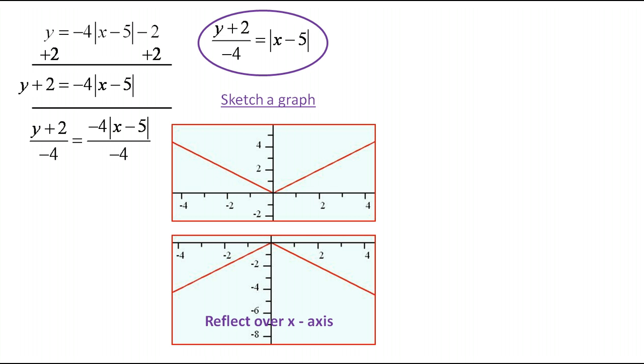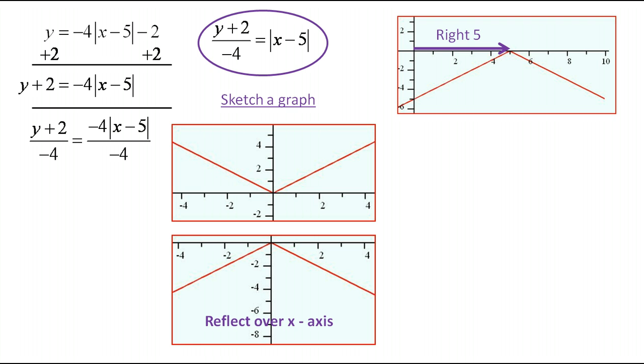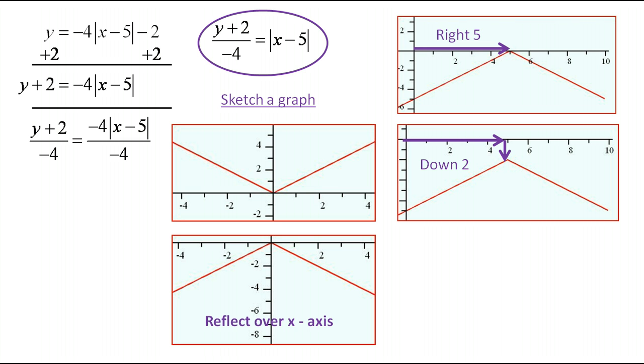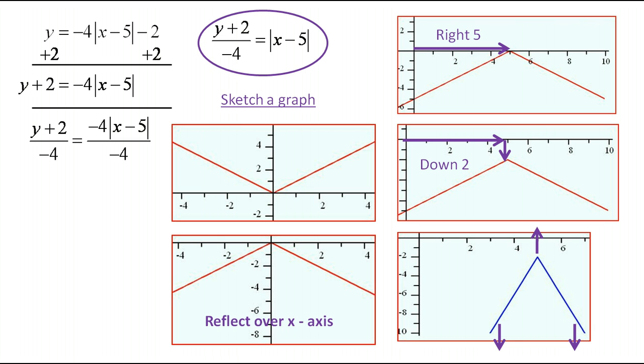x minus 5 is going to move this graph 5 units to the right, and the y plus 2 is going to move it 2 units down. Because the y is being divided by a -4, and in this case we already used the negative to reflect, since it's being divided by 4, it's going to stretch vertically, which is going to produce a skinnier absolute value graph with a new vertex of 5, -2.